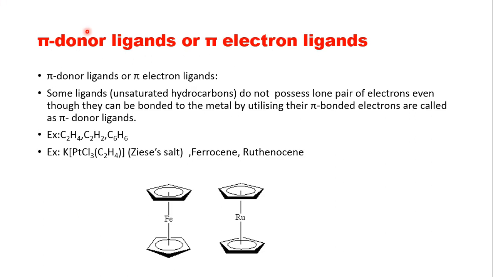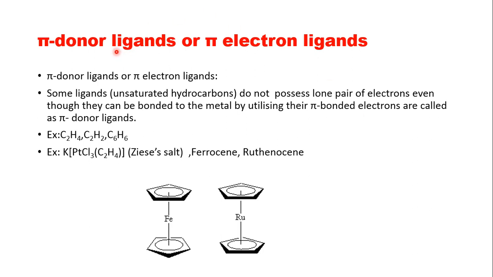Then you have pi donor ligands, or pi electron ligands. Certain ligands do not possess a lone pair of electrons, even though they can be bonded to the metal by utilizing their pi bonded electrons. Till now we have seen ligands that can donate a pair of electrons because they carry a negative charge or have a lone pair of electrons.